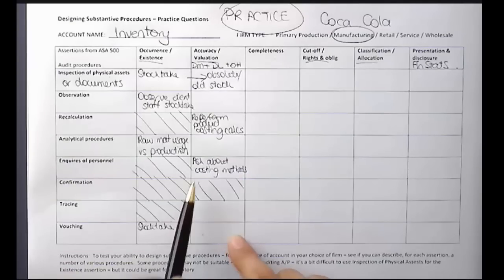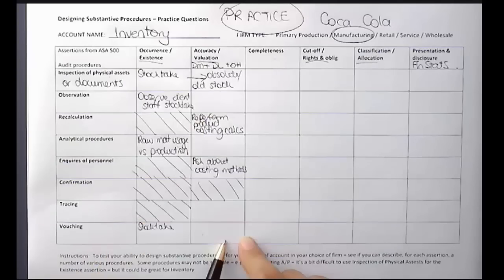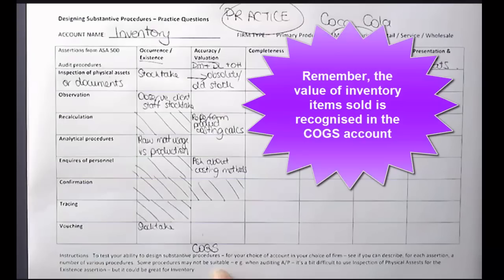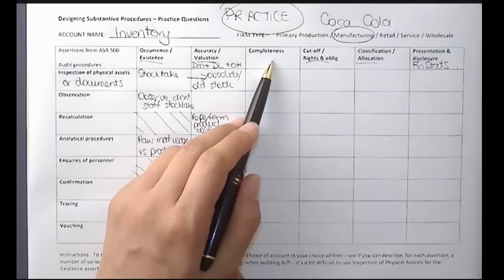Now I might also decide that at the same time I would investigate cost of goods sold, because cost of goods sold obviously uses our inventory value. Now the next one is completeness. Is every piece of inventory in the financial statements or in our warehouse recorded in our financial statements? So we know with completeness that our most common procedure is going to be tracing.